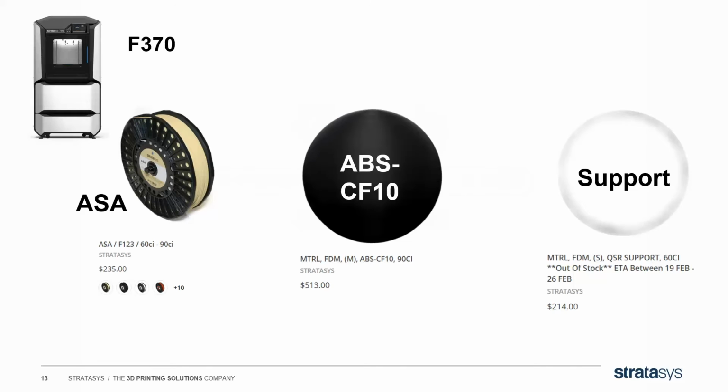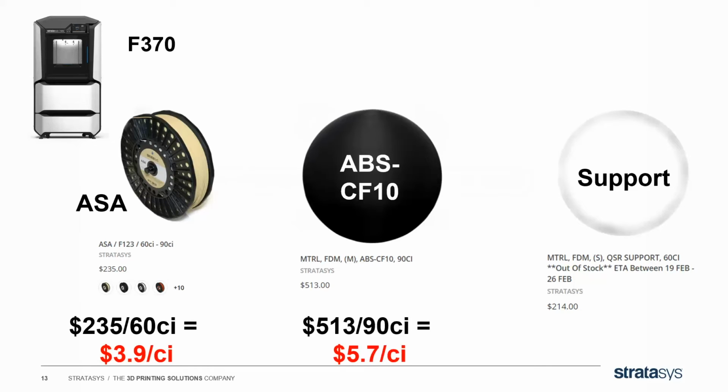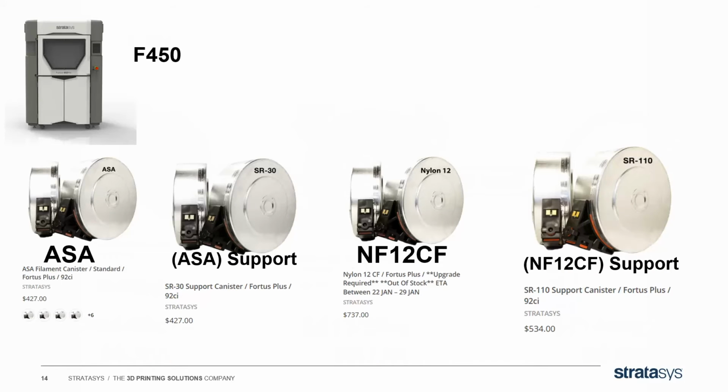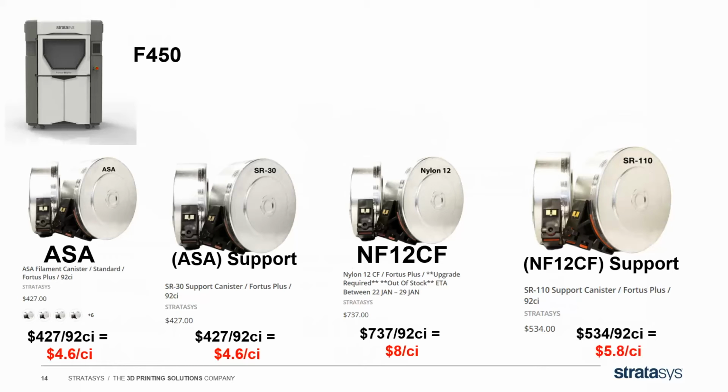Here's one set of prices I found for North America in early 2024, but the ASA comes out to about $4 a cubic inch, 3.9. The carbon fiber ABS is about $6 a cubic inch, and the support is about $3.6 per cubic inch. And for the 450, I'm not going to read every one out loud, but here's some sample prices I found online that we can use as examples.